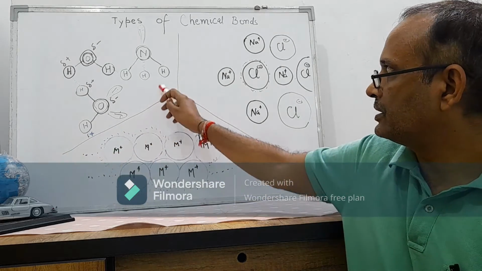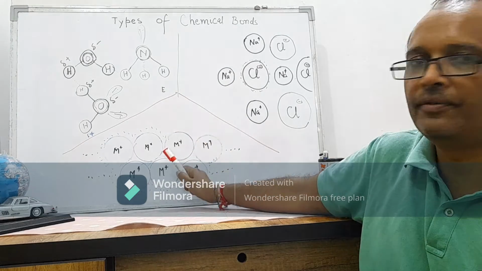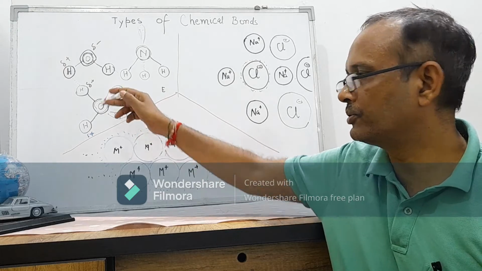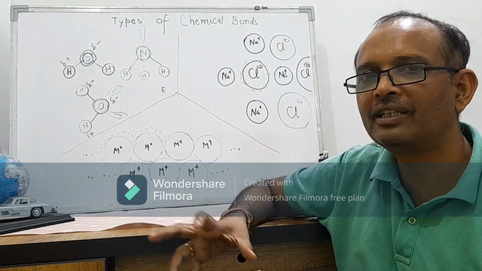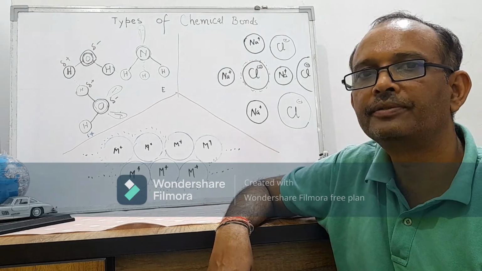So these are basically three types. We have covalent bonds, ionic bonds, and metallic bonds. Again, in covalent compounds we also see what is called hydrogen bonding, as well as other types of weak forces which are called van der Waals forces.